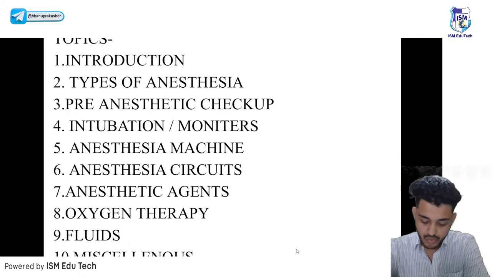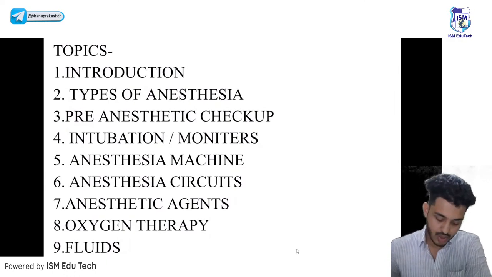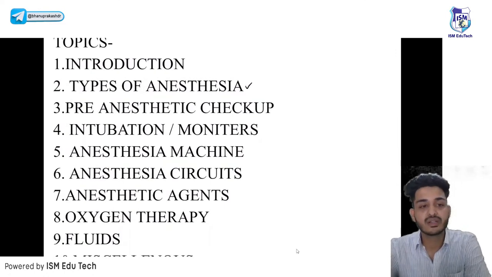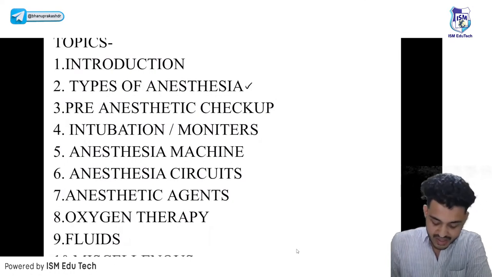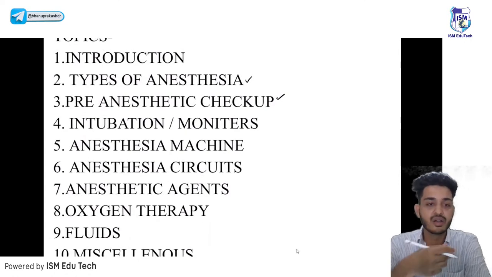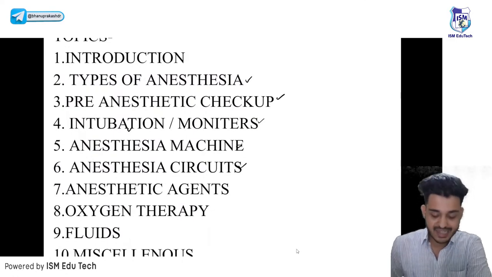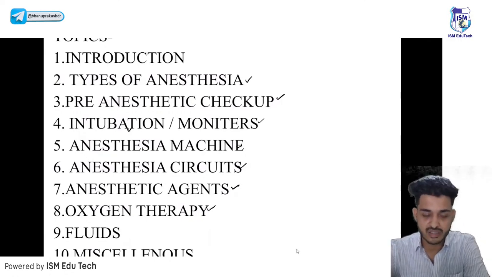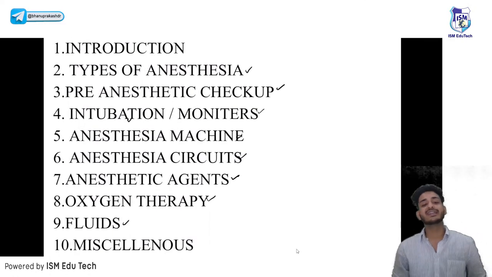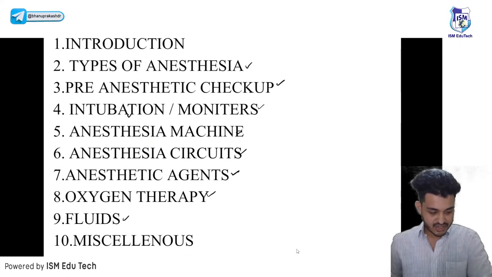So how we are going to approach anesthesia is we start from the introduction, then the types of anesthesia: general anesthesia, regional anesthesia, local anesthesia. Then we move to the pre-anesthetic checkup, then the patient goes for intubation. There are monitors, the anesthesia machine, circuits and anesthetic agents. Then we discuss oxygen therapy, on which there are multiple questions in the last few years. Then we study fluids and some miscellaneous topics like BLS and ACLS. So guys, let's start the session.